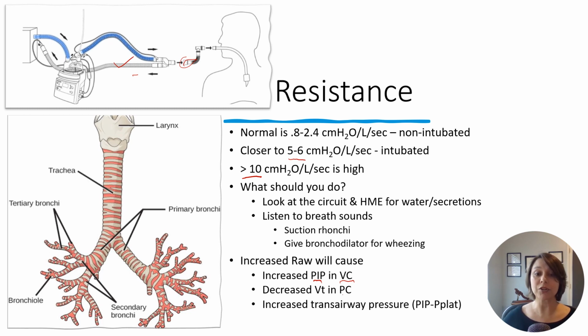If I'm in pressure control mode, then I am controlling pressure and my volume will be variable. The patient will potentially get less volume for that same amount of pressure. So I'm looking for a potential of a decreased tidal volume if there's increased Raw in pressure control. The other thing that you're going to need to note is that there is an increase in trans-airway pressure. This is going to be PIP minus Pplat, and that's going to be part of our equation.